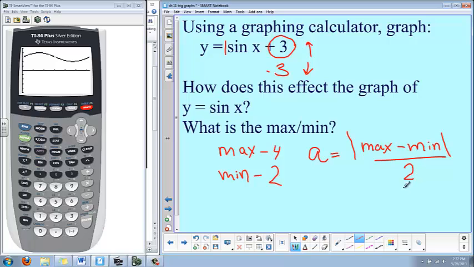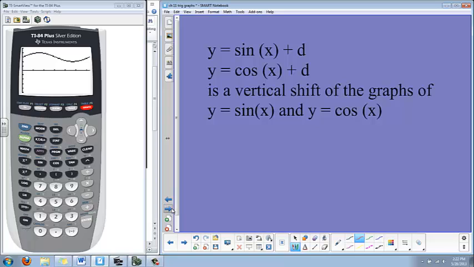Now let's just see how that worked for this case. So we have a max of 4 minus 2 divided by 2, and you know that 4 minus 2 is just 2. The absolute value of a positive 2 is 2. 2 divided by 2 is 1. Okay? So that might come in handy in the future, but you can see that the amplitude actually did not change. It stayed a 1. It's just that we got shifted up.